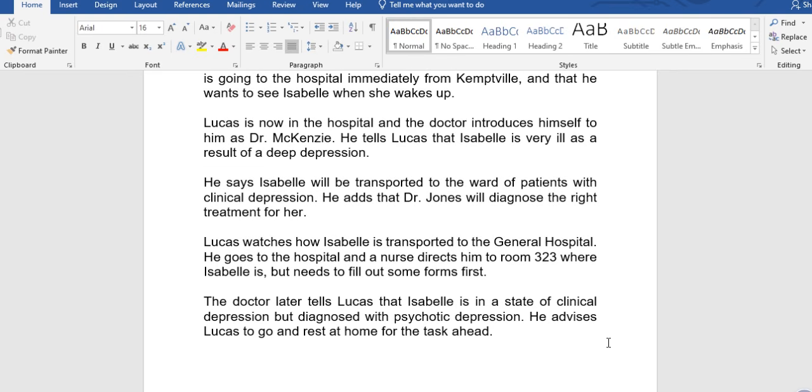The doctor introduces himself to Lucas as Dr. Mackenzie. He tells Lucas that Isabel is very ill as a result of a deep depression. He says Isabel will be transported to the ward of patients with clinical depression. He asks that Dr. Jones diagnose the right treatment for her.